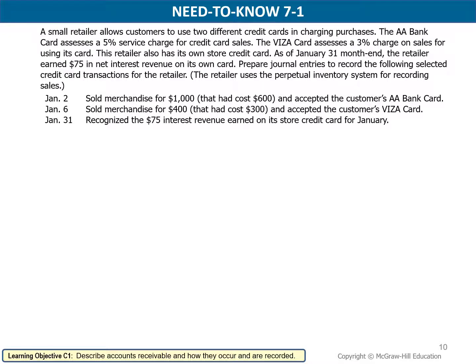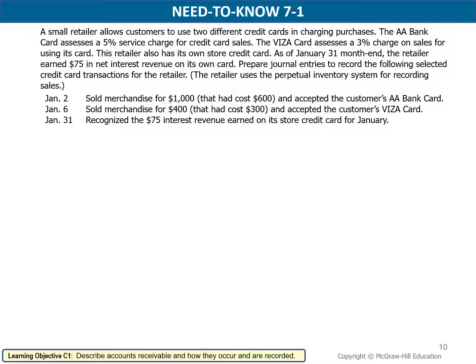All right, so a small retailer allows customers to use 2 different credit cards in charging purchases. The AA Bank card assesses a 5% fee for credit sales. The Visa card assesses a 3% charge on sales for using its card. The retailer also has its own store credit card. As of January 31st month end, the retailer earns $75 in net interest revenue on its own card. Prepare the journal entries for the following transactions.